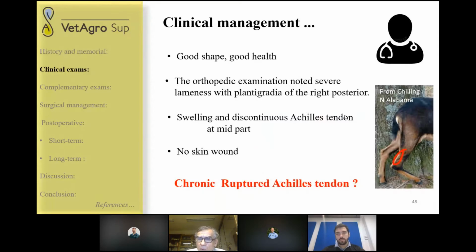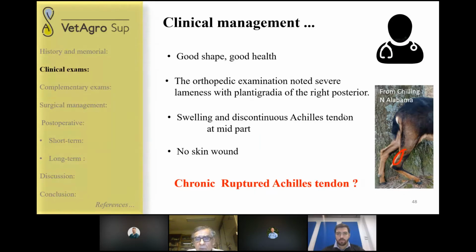The goat was in good shape, good health, and the orthopedic examination showed a severe lameness with swelling of the right posterior limb. So this is not the picture of this goat, but it comes from a case I've seen in a discussion on the web, coming from Schilling of Alabama, and it was quite the same.